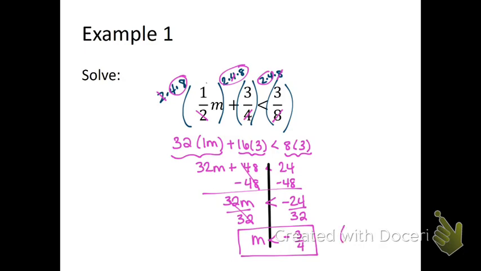Remember, if it's a less than symbol, and m is first, your variable's first, that means it's going to negative infinity. So negative infinity, and it always gets a parenthesis, comma, your number, and then look at your inequality symbol. Is there an equal to on it? If yes, you use a bracket. If no, you use a parenthesis.